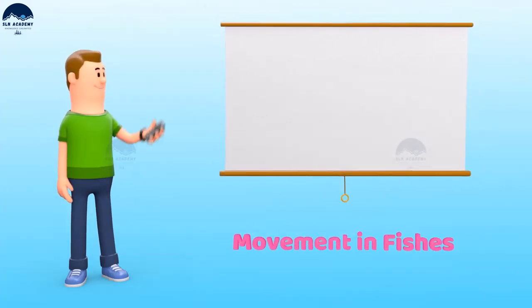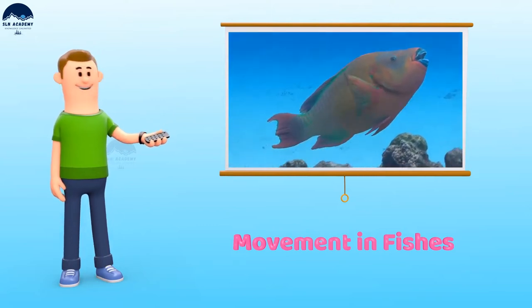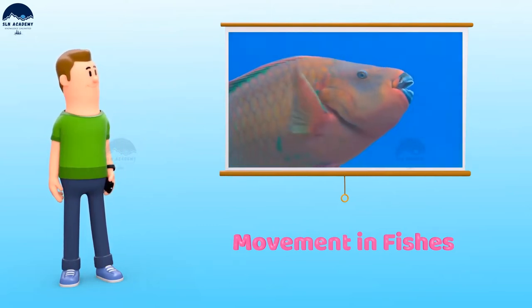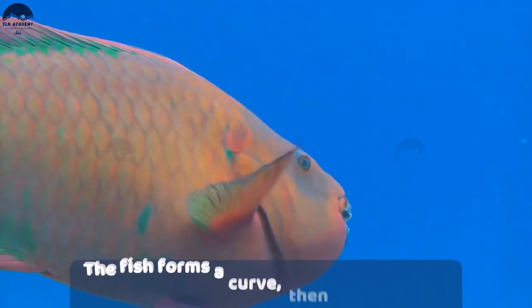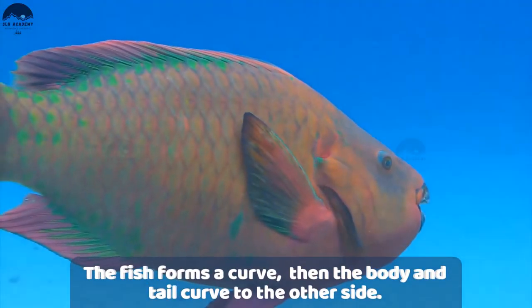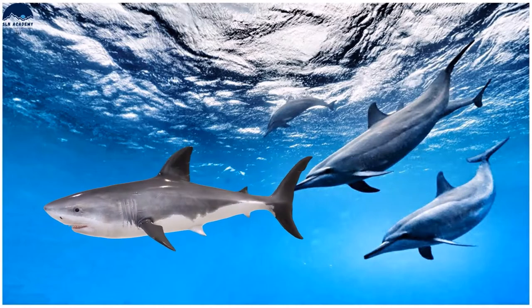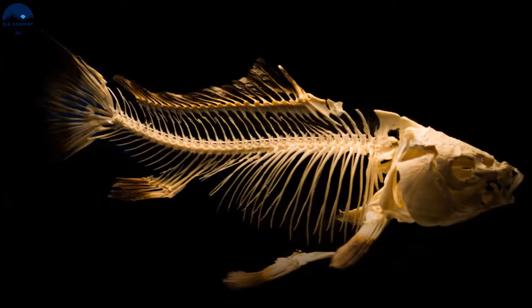Movement in fish. The head and tail of the fish are smaller than the middle portion of the body. The body tapers at both ends. This body shape is called streamlined. The shape is such that water can flow around it easily and allow the fish to move in water. The skeleton of the fish is covered with strong muscles.